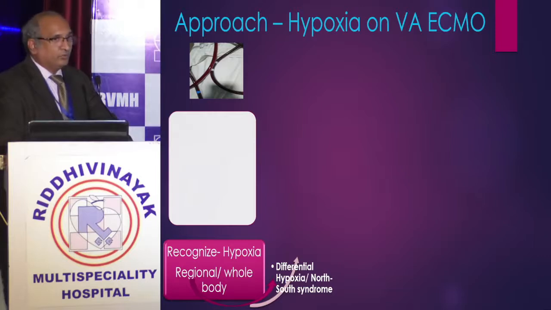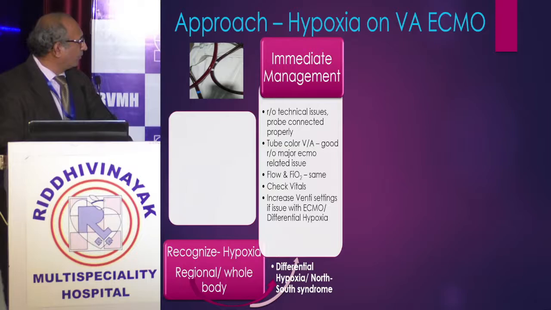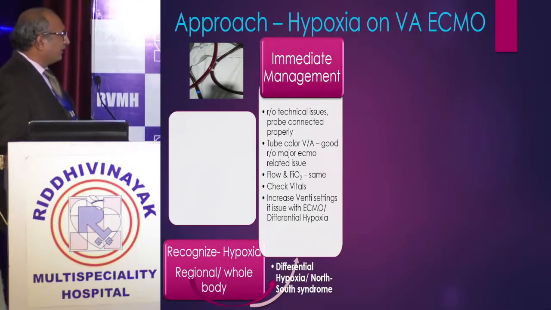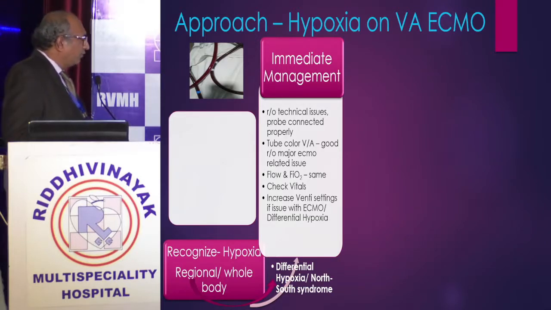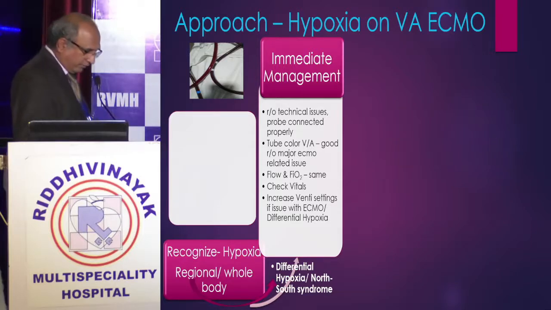If it is generalized, look at the color of the tube, because that can again be a problem. So first rule out the technical issues, look at the color of the tube. If both the colors are fine, you are happy. Look at the flow and FiO2, and increase ventilator settings if there is a differential hypoxia, because your ECMO flow is not going to manage that part of the body, as the flow is not going there. So they are dependent upon the ventilator. So you have to increase the ventilator settings.